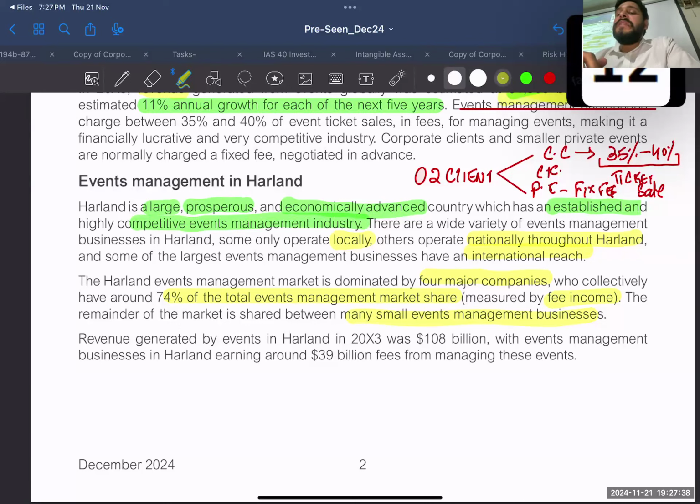Revenue generated by the events in Harlem in 20x3. Okay, so we have revenue. Sorry, I was taking the wrong figure. In 20x3, we have a total revenue of 108 billion. So if I multiply this by 74%, I will reach the share conclusion for those. Okay, 74% of 108 is around 80 billion, with event management businesses in Harlem earning around 39 billion fee from managing these events.